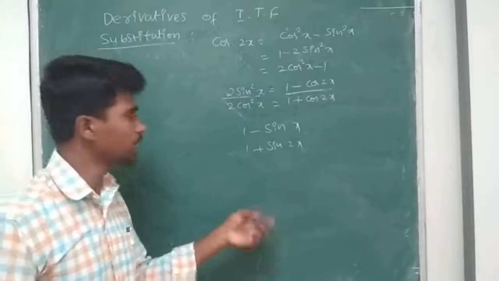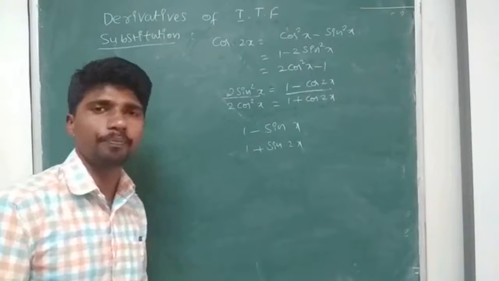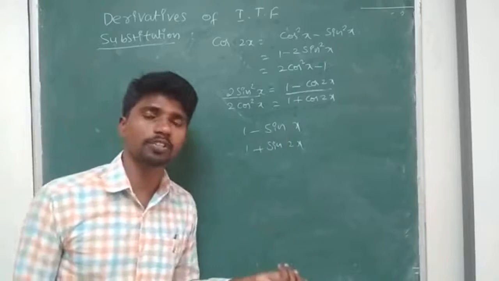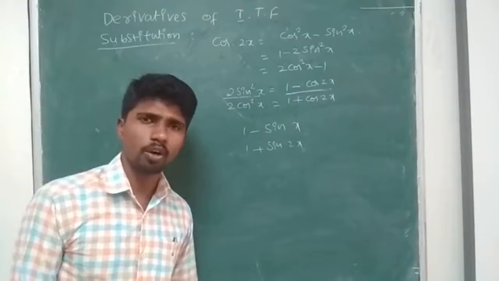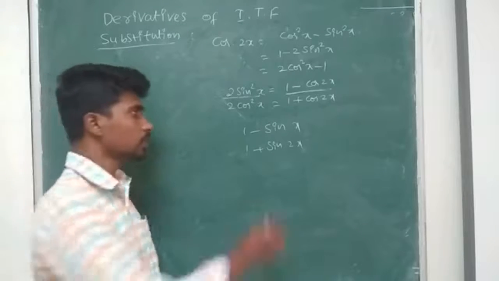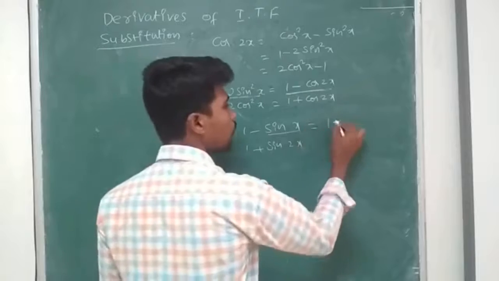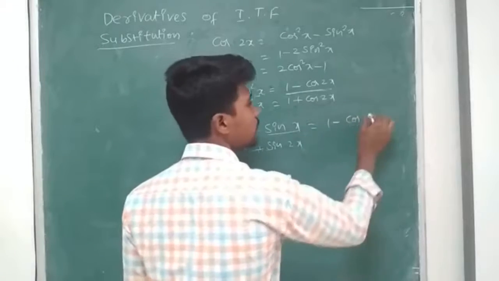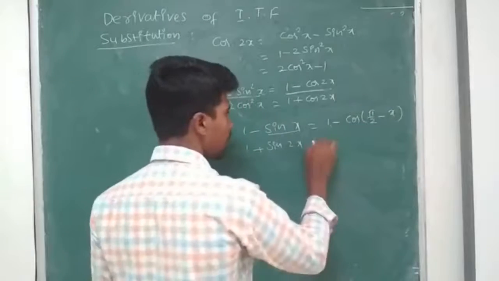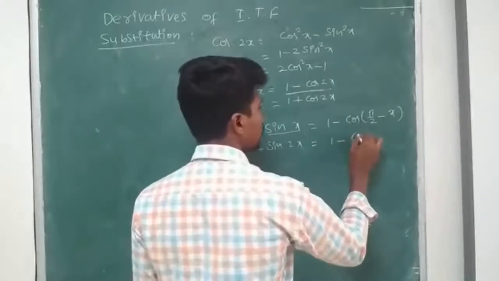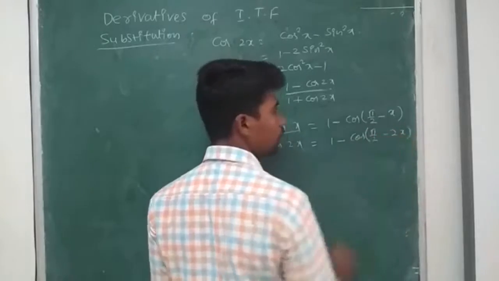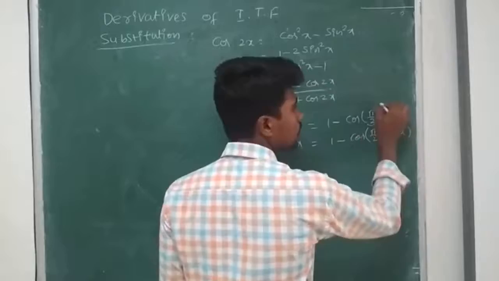I am converting this sin x and sin 2x in terms of cos. So how can I convert the sin in terms of cos? Sin theta can be written as cos of 90 minus theta. So I use that. Then I get 1 minus cos of pi by 2 minus x. Same way I can rewrite this one as 1 minus cos of pi by 2 minus 2x. Now it is in the form of 1 minus cos x.